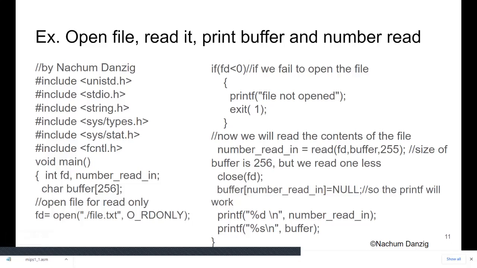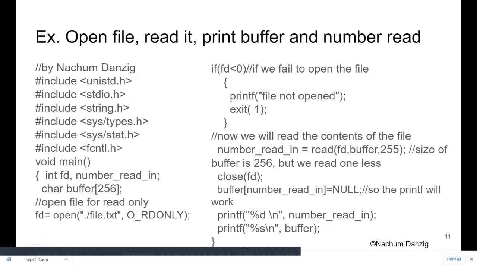Now we will read the contents of the file. So number read in equals read from the file descriptor that I got. I know this file descriptor worked because I checked if it didn't succeed. Why would it not succeed? Could be I mistyped the file name, there's a typo there. It could be it doesn't exist at all. It could be the file has no permissions and I don't have the rights to open it for reading. So that's why you always should check. Whenever you're doing something that's dealing with the outside world, you have to check for errors. In the real world, there's a file. Maybe I can't open it.